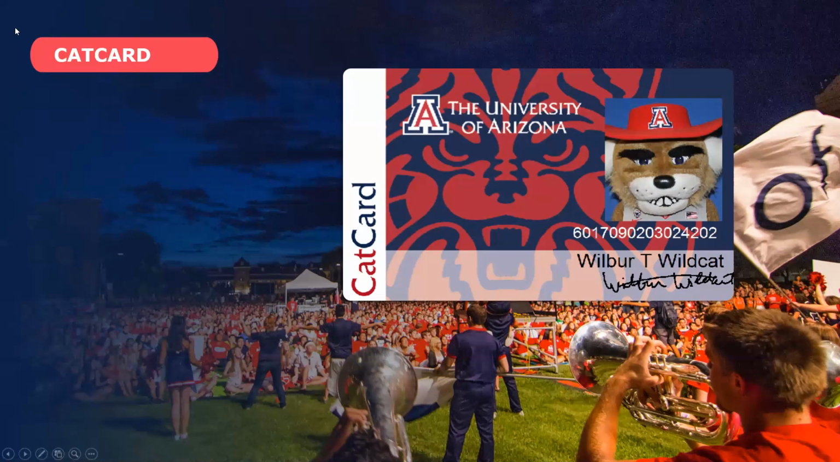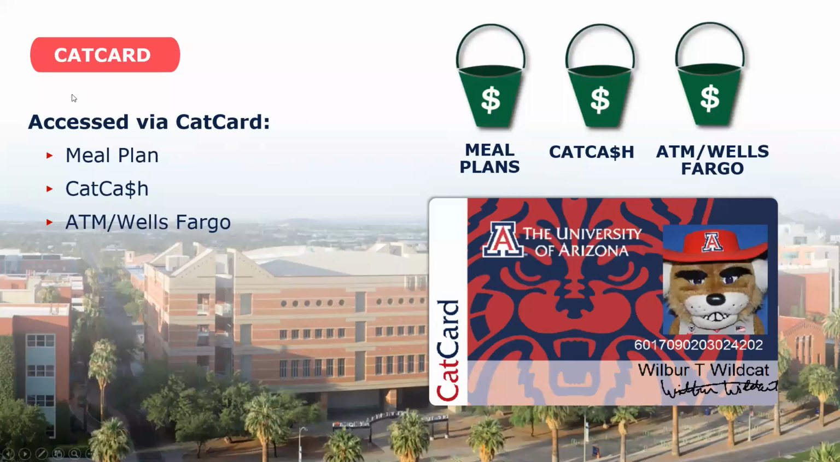The other thing the CAT card does is it provides 3 ways to manage money here on campus. The first of which is the meal plan. So when your student signs up for a meal plan, they'll access it with their CAT card. All sales for the meal plan are sales tax exempt, which is a terrific savings. The other way it allows you to manage money here on campus is with CAT Cash. I'll talk with you a little bit more about CAT Cash in just a moment.